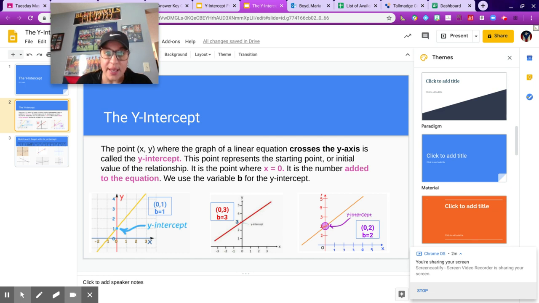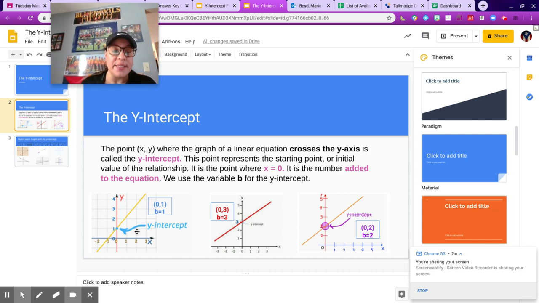All right, so you can think of it as the point where the graph crosses the y-axis. You can also think of it as the point where x equals 0. So whenever x is 0, what is y? That's the y-intercept. It is also the number that we're going to be adding into our equations later this week. We're going to use the variable b for the y-intercept. Again, don't ask me why we use b, but that's just what we use. So m is the slope and b is the y-intercept.